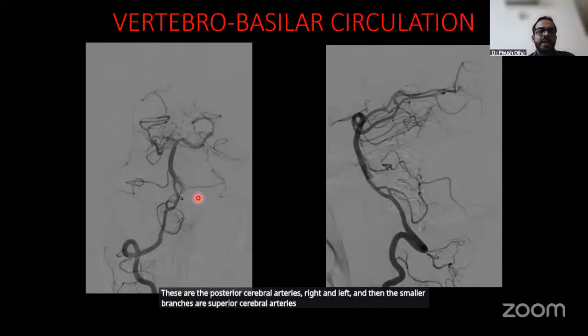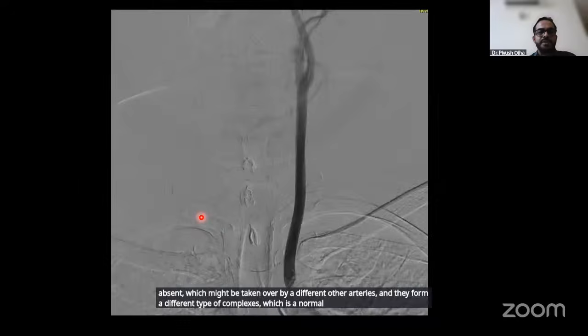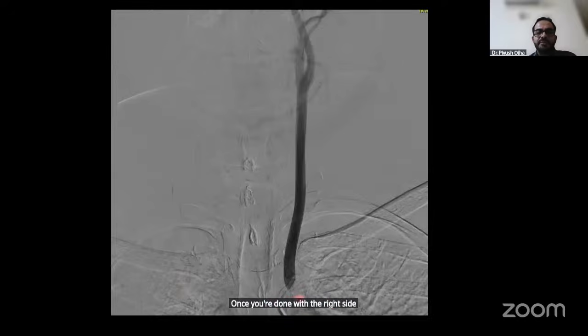Many times one of the arteries may be absent, which might be taken over by other arteries, and they form different types of complexes, which is a normal variant seen in many kinds of patients. Once you're done with the right side, now you come to the left side.